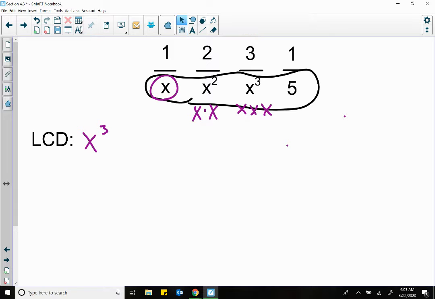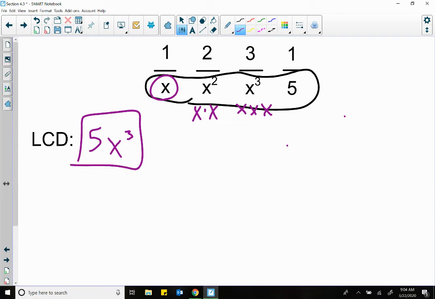Okay? So does x cubed cover x cubed? Absolutely. Does an x cubed cover x squared? You bet. I've got 3 x's. I only need 2 of them. Does x cubed cover x? You bet. I've got 3 x's. I only need 1 of them to cover that guy. And then last but not least, does x cubed cover 5? No. So that just means we need to add a 5 in front of my x cubed. And there is the least common denominator. Okay? Because this covers everybody up there. It's made up of everybody.